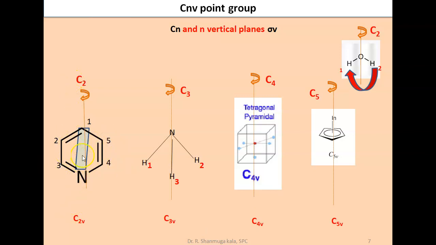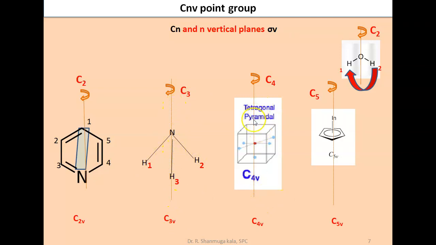So this is the C2 axis, and when we place a plane along this axis, there is a vertical plane, and we can find the same 2 hydrogens on the other end. So the point group is C2V. And the ammonia molecule has a pyramidal geometry, so it has the C3V point group.